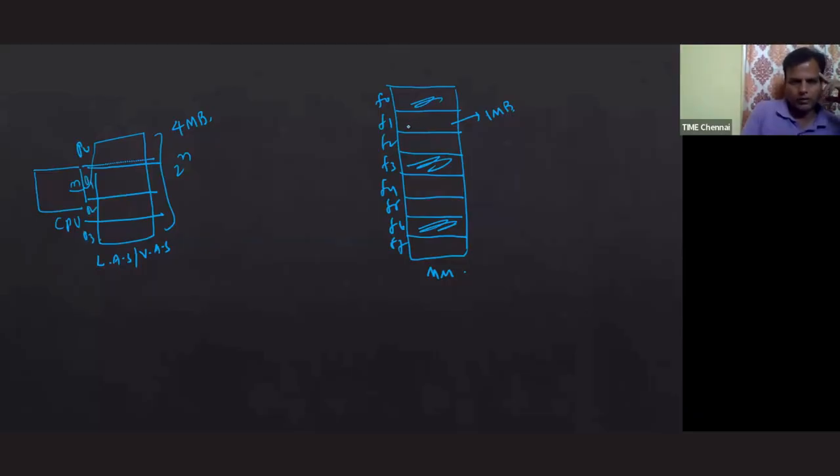Initially, these 4 pages are there. I'm keeping page 0 here, page 1 here, page 2 here, page 3 here. Inside the main memory, I kept these pages wherever I got the free frames. And the information about these pages I am maintaining inside the page table like this.